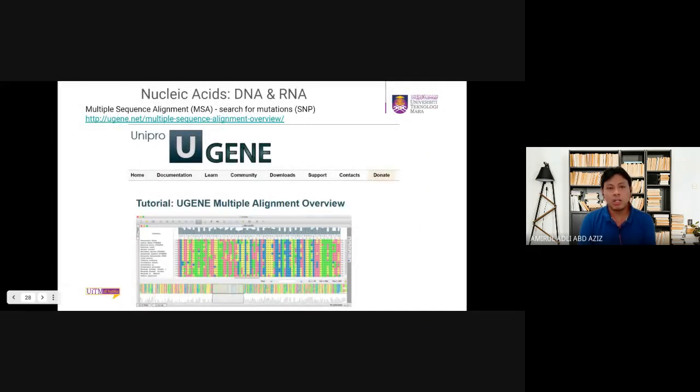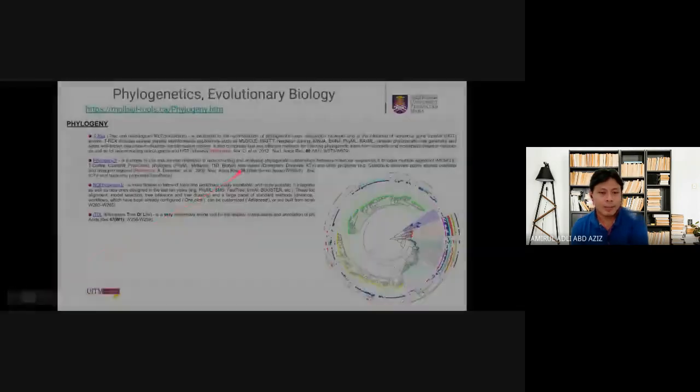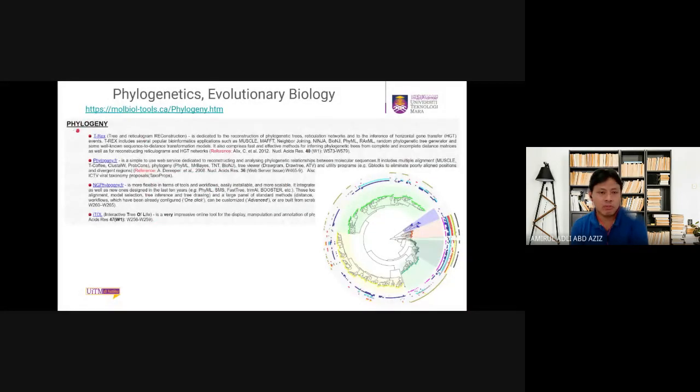Nucleic acids pun sama juga. There are a lot of studies that you can do regarding nucleic acids. You can do multiple sequence alignment, check for mutations, and then prevalence of mutated genes. There's a lot of things that you can do. Ask your supervisor. And then finally phylogenetics.